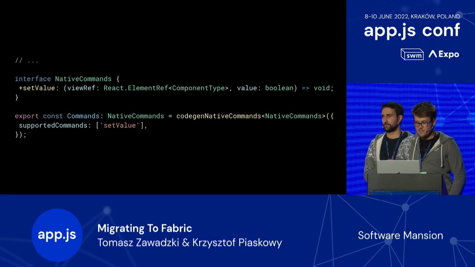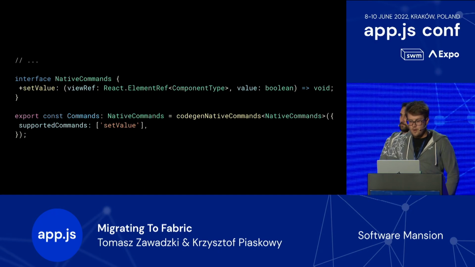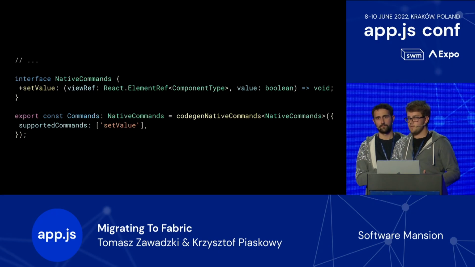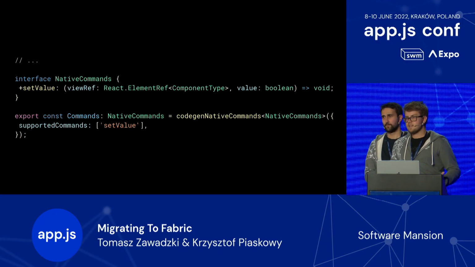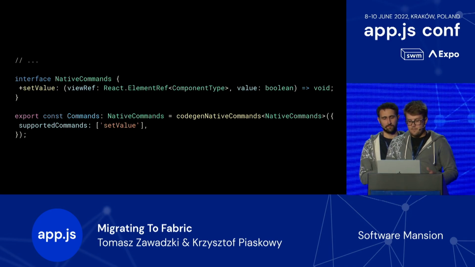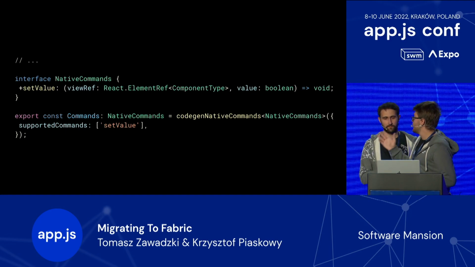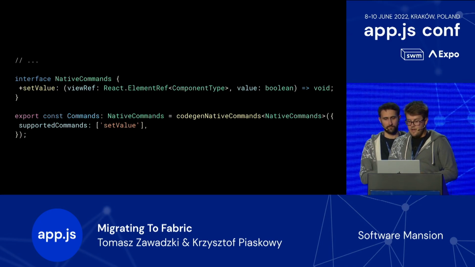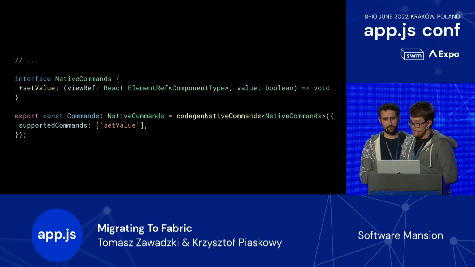Apart from props and events, CodeGen also supports commands. Commands are just like an imperative API for interacting with your native components. For example, the scrollTo command for ScrollView. There is also a function called codegenNativeCommands that lets you do exactly the same, and you need to use it in this case.